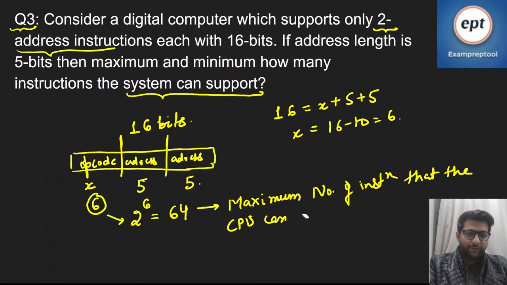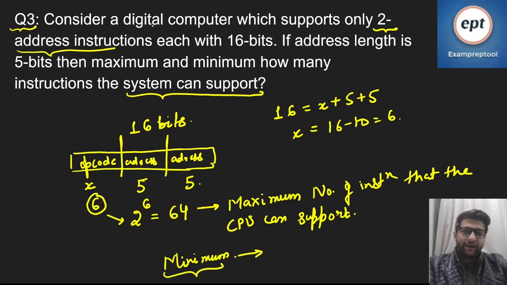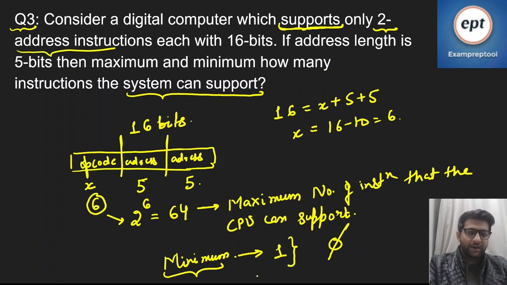CPU can support, right? And what about the minimum? So this is very important. The question is saying that a digital computer supports two address instructions. So the minimum number of instructions that this will support will be 1, right? It will not be 0 because here it is written that this computer supports two address instructions. So 0 cannot be the answer. The minimum number of instructions supported by this type of computer will be 1.